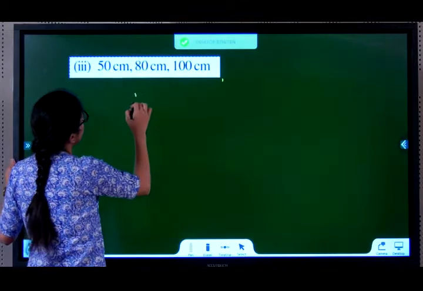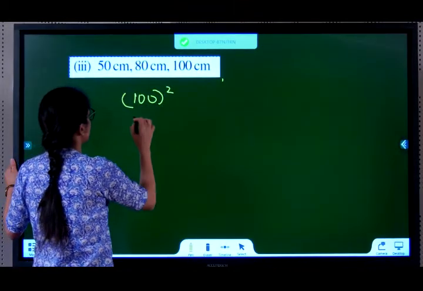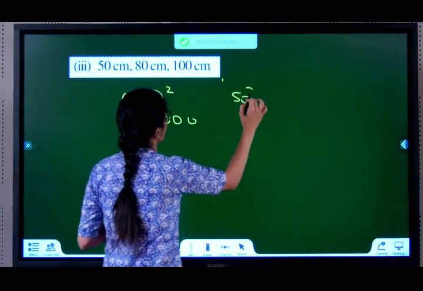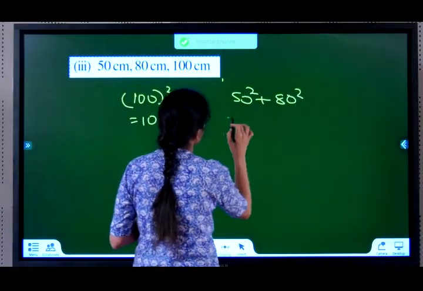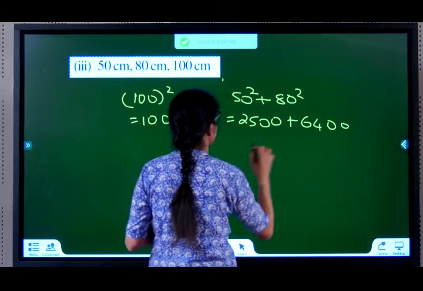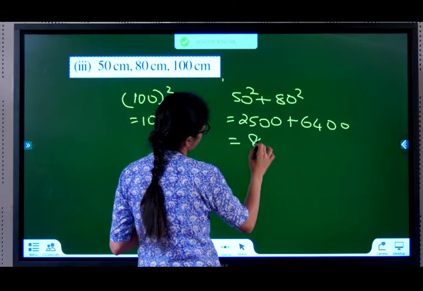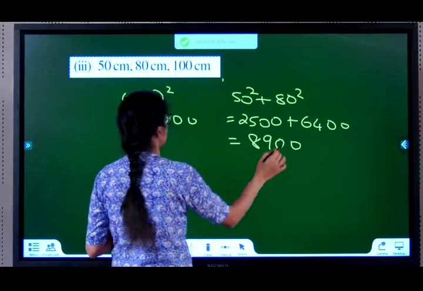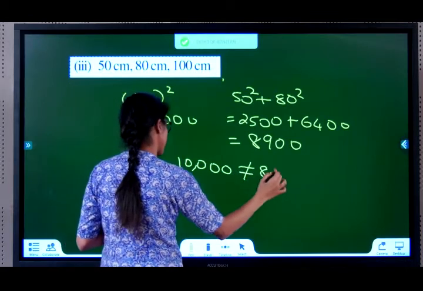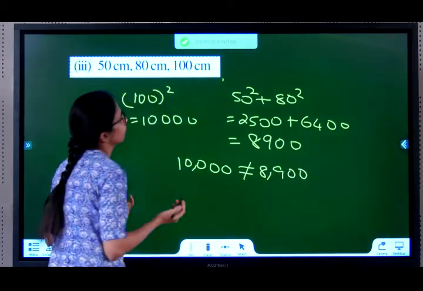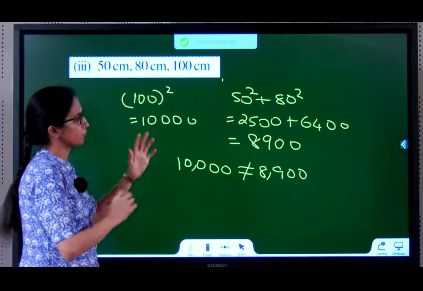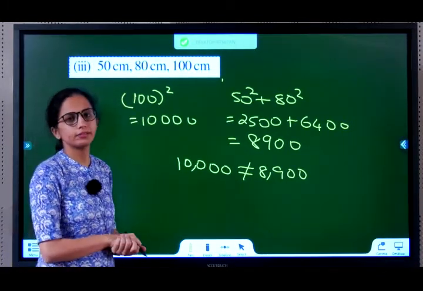50, 80, 100. 100 is the longest side. 100 square, which is 10,000. 50 square plus 80 square is 2,500 plus 6,400, which is 8,900. 10,000 is not equal to 8,900. So therefore, the sum of the squares of the sides is not equal to the square of the hypotenuse. It's not a right angle triangle.